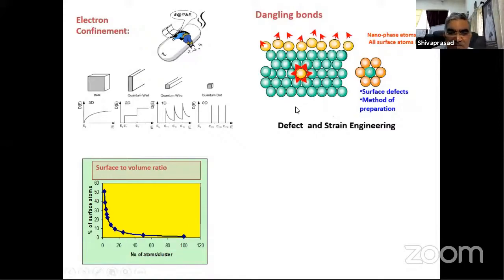The three most important things about nanomaterials: one is electron confinement, the second is the surface to volume ratio, and the third is defect engineering. These are the most important things about nano, and these are the only important things. So if you want to do research in nanomaterials, you have to look at these three ways of controlling them, building them, making materials useful and finding new properties by controlling these three important parameters.